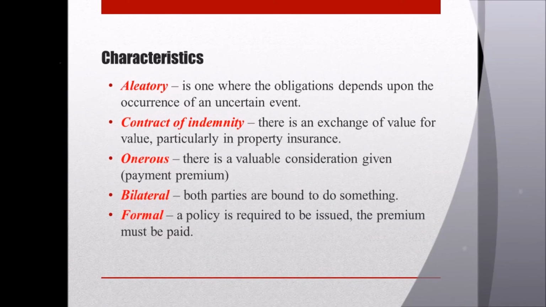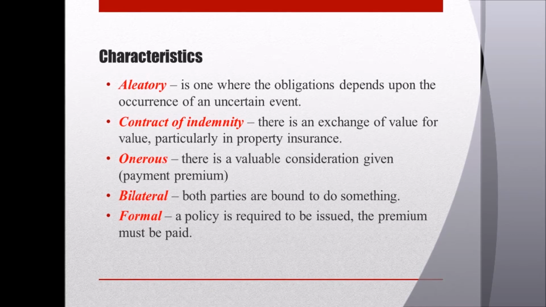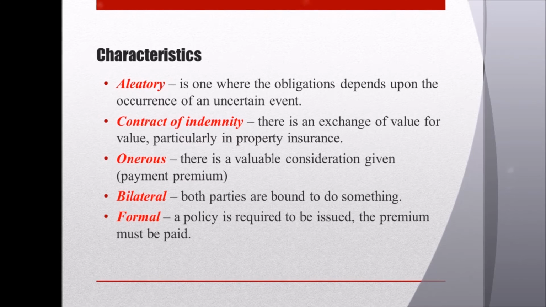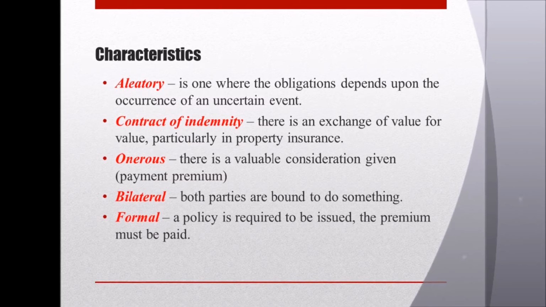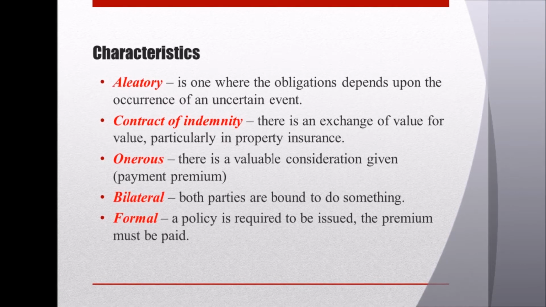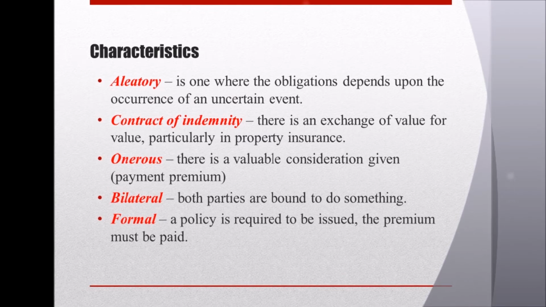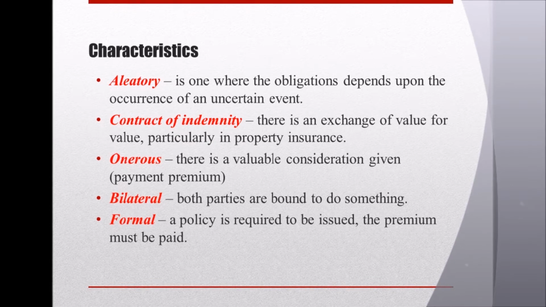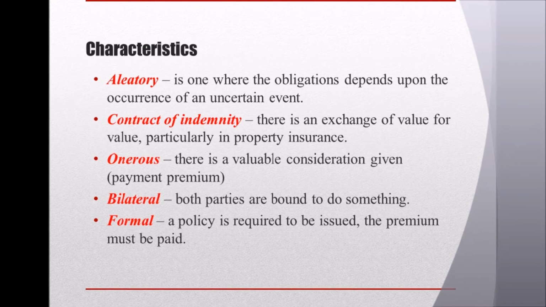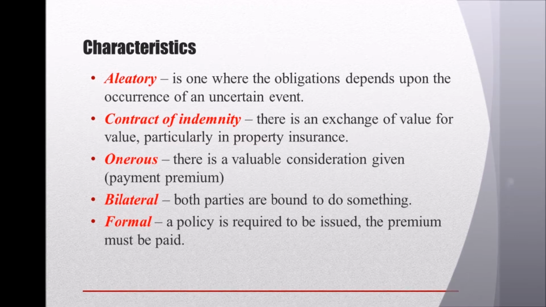We have the characteristics of an insurance contract, and these are the aleatory. This contract is one where the obligations depend upon the occurrence of an uncertain event or certain to happen but at an indeterminate time. Next, we have the contract of indemnity. This is an exchange of value for value, particularly in property insurance. Next, we have the onerous. It has a valuable consideration given. Example, the payment of premium.